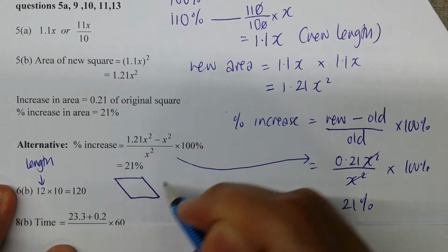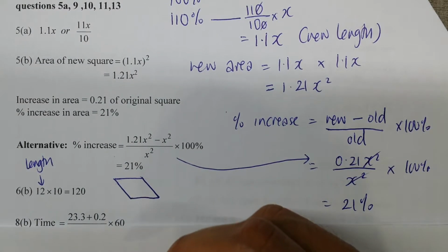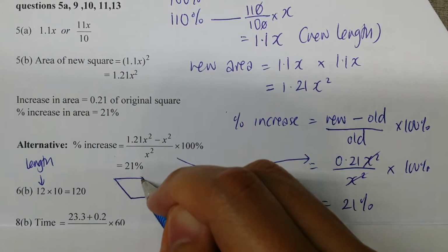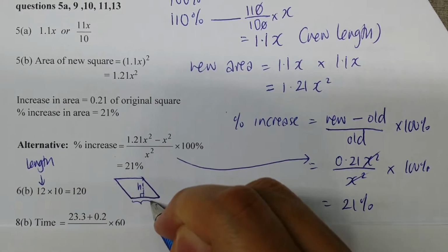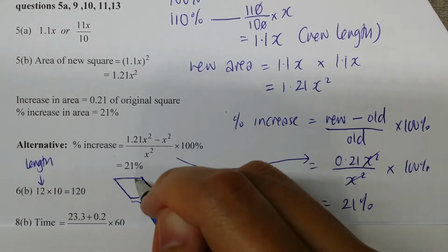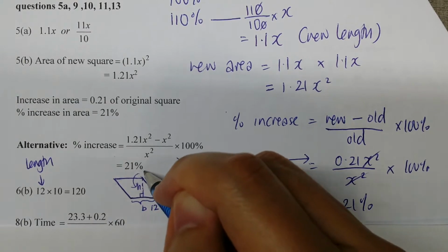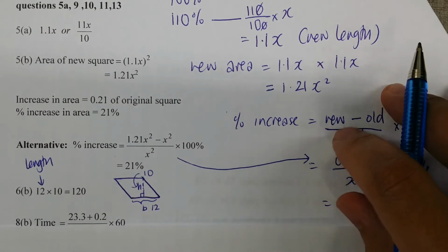You can use the same formula as a parallelogram, which is perpendicular height times the base. So it's 12, right? And the height is 10, right? That's why you get 12 times 10, 120. Clear? Okay, let's move on.